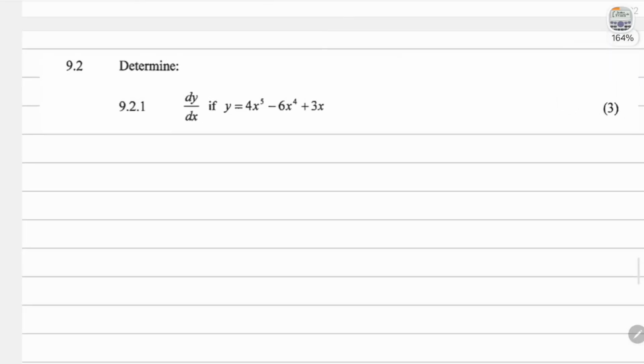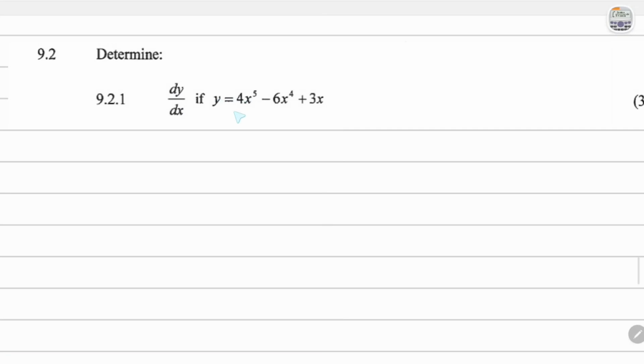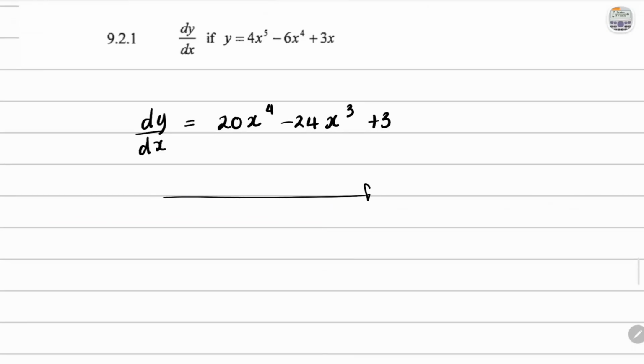Question 9.2 says determine 9.2.1 dy over dx if y equals this. Now notice that everything is actually ready to be derived, so we can go ahead and derive. So dy over dx is equal to, and we'll say coefficient times exponent, so that gives us 20, and then exponent minus 1, which gives us 4. Same thing, coefficient times exponent, and that gives us negative 24, and then exponent minus 1, which is 3. And then 3 times the exponent of 1 on x is positive 3. And then that exponent minus 1 gives you 0, but anything to the power of 0 is 1, and 3 times 1 just stays 3.